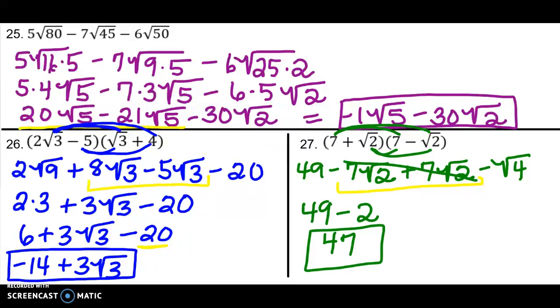So it's really important for us to recognize that when you're multiplying conjugates together that have square roots in them, it makes all of the square roots disappear. Our answer no longer has a square root, it's just a whole number.